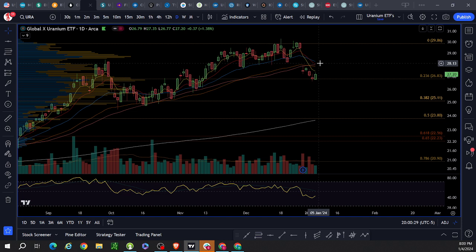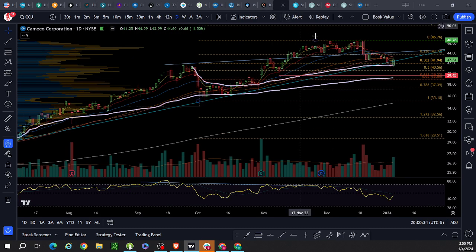I'm aggressive as a bull, so I have no problem jumping on this CCJ with this daily double bottom as my stop.